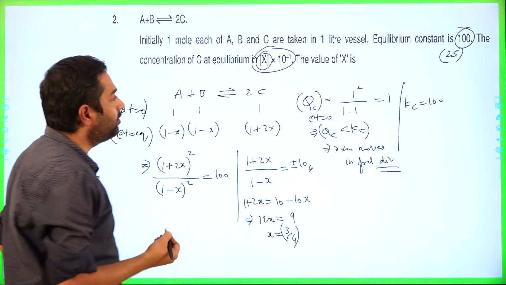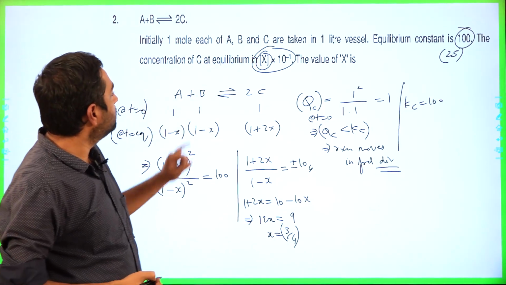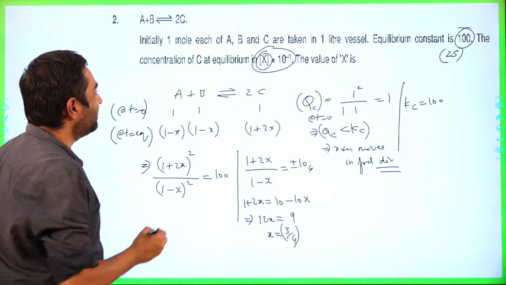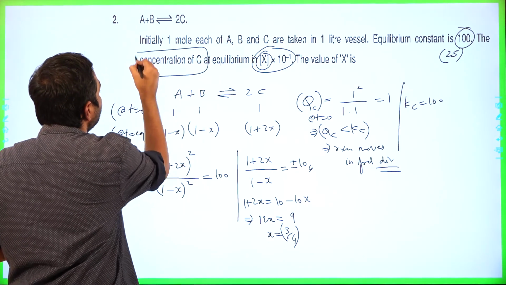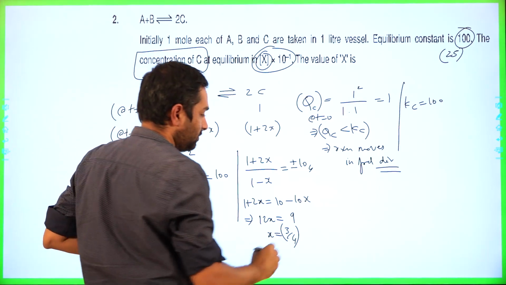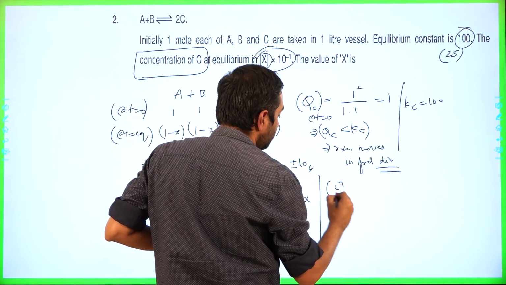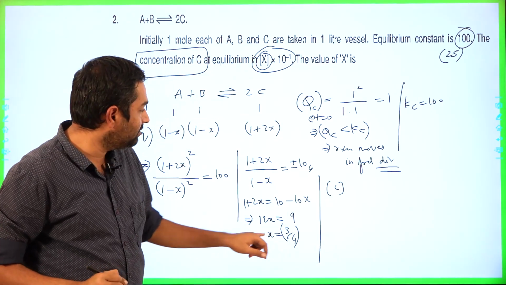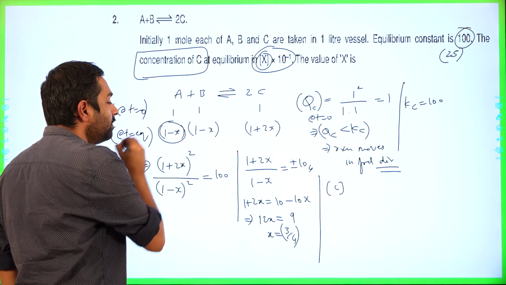So if x is 3 by 4, they are asking us for the concentration of C, which is asked here. Concentration of C is 1 plus 2x. So if it's 1 plus 2x, we can effectively write the concentration of C. In this case, as you can see, x is 3 by 4, which is consistent with this data.